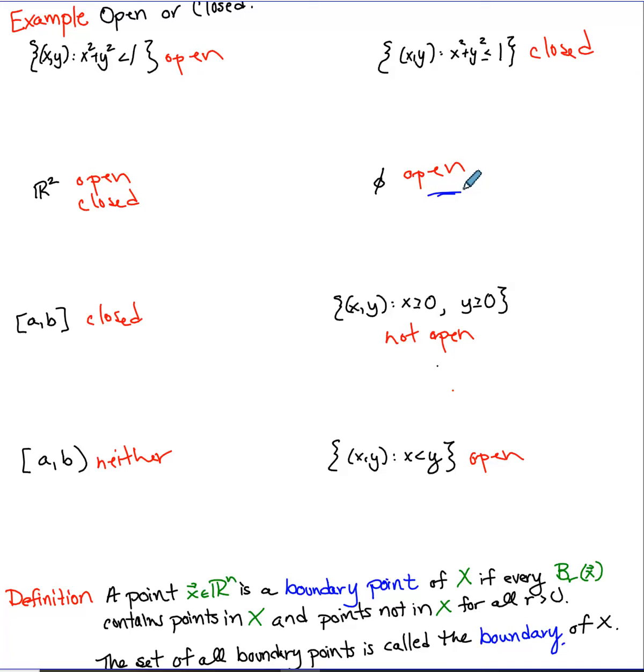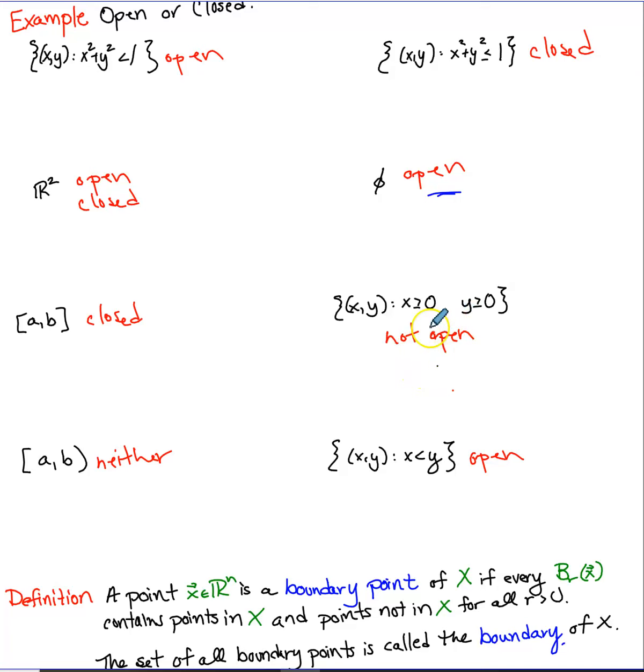But then also for the reason that the empty set is open, that makes R2 closed. So R2 is both open and closed. Kind of weird to think about. Can happen. Okay. For the closed interval AB, well, it's closed interval, so it's closed. Okay. Again, think about it more formally.